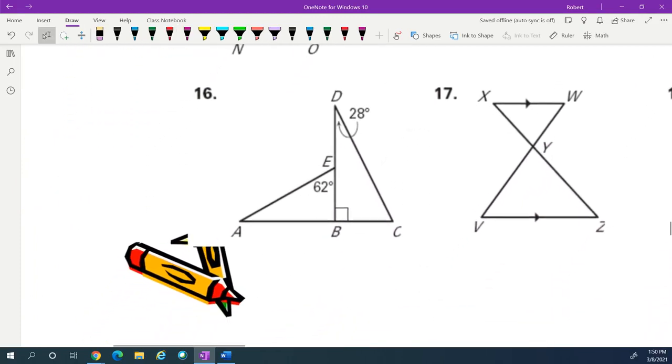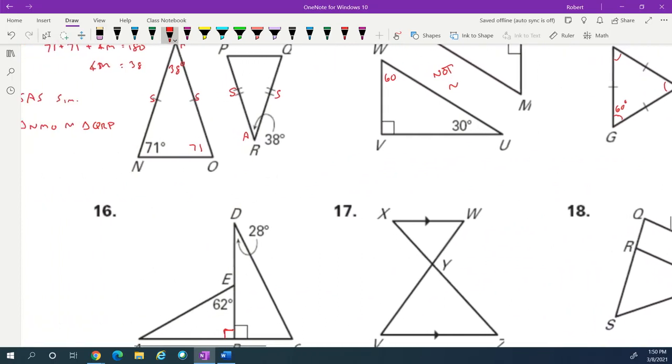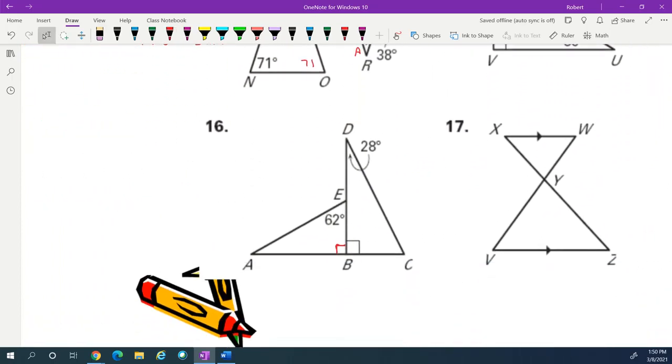Let's look at number 16. Find a few missing angles. So right away, we know that this is perpendicular. Let's find that last angle in the left triangle. And we find our missing angle to be 28 degrees. Well, that's enough. We have 90 and 28. 90 and 28.